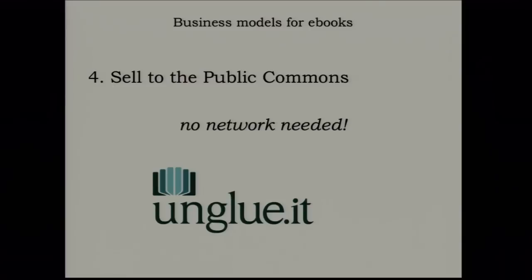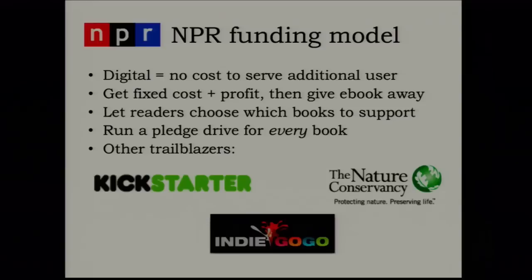So now I'm going to talk about Unglued, because it's a fourth business model, and it's one that allows books to be set free, and that means free of the network, free of charge, and free in many other ways as well. And that's to sell the book to the public commons. The basic idea of Unglued is to raise money to relicense books into Creative Commons. The easiest way to explain it is by analogy to the way that public radio is funded in the United States. It costs a lot to run a radio station, and so the radio stations raise money through pledge drives. And if they're able to raise the fixed cost to run the radio station, then all the programming can be free to everybody in the world, or at least in their listening area.